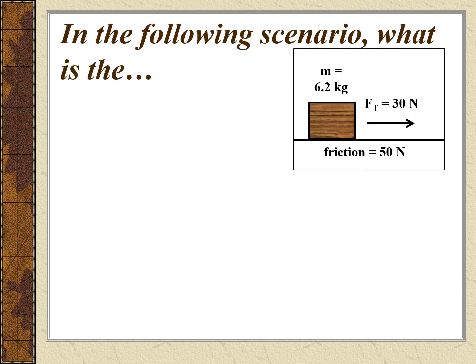All right, so for this example, it says that a 6.2 kilogram object has a force of tension of 30 newtons that's pulling with it. It also has a force of friction. So there's a few things that we need to know. Number one, what is the net force in the y direction, what's the net force in the x direction, and what's the total acceleration of the system?